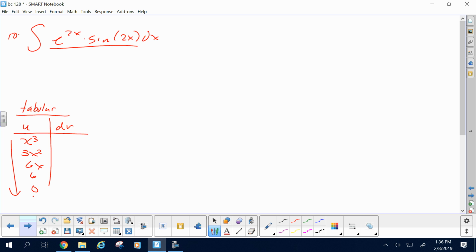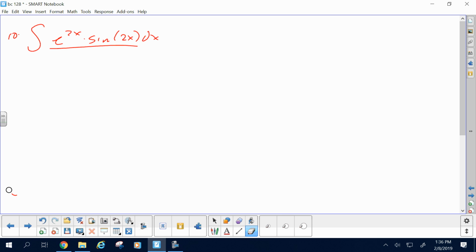If I tried tabular on this, and I used either e or sine, is this ever going to happen? Is e or sine ever going to just go away and get better sometime? No. If neither one ever gets better, then it's circular. And that's the case here. Once you know that it's circular, you've got to be very, very careful with lots of little details because negatives get lost or small antiderivatives get messed up.